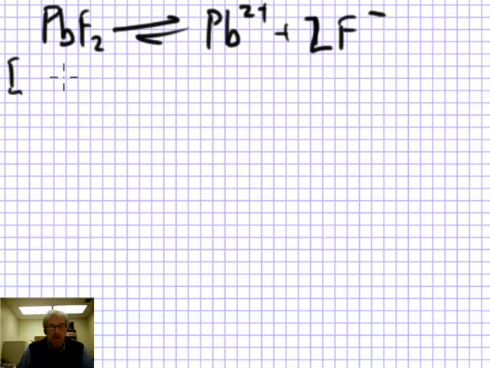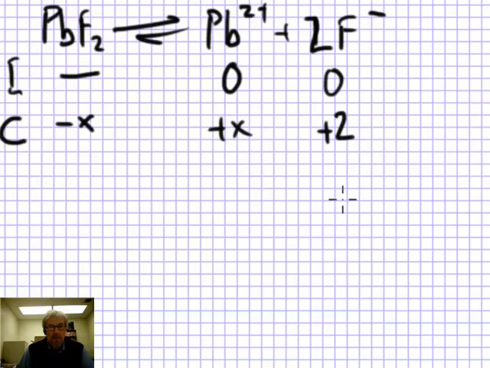Well, PbF2 is not in our equilibrium expression, so we don't care what its concentration is. And before the dissociation takes place, there are neither Pb2+ nor F- in the solution. The change? Well, the stoichiometry is -1, plus 1, plus 2 X. But we actually know what X is here.